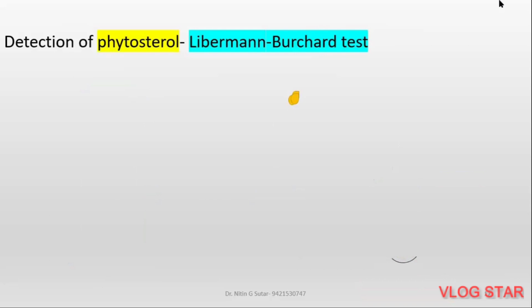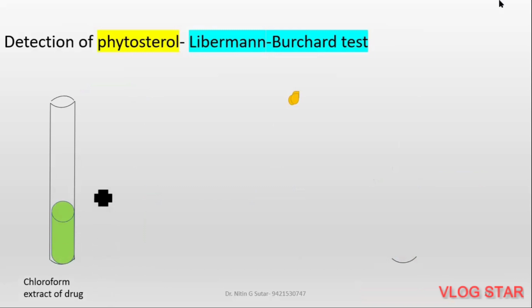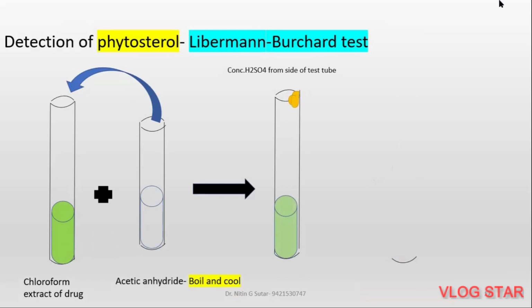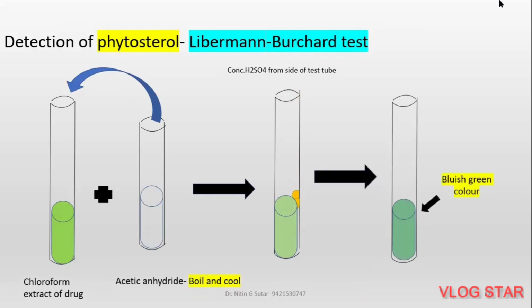Second one, Liebermann-Burchard reaction. You have to take the chloroform extract. To that chloroform extract, you are going to add acetic anhydride. Then boil it properly with precaution and cool it. To that one, you are going to add concentrated sulfuric acid from the side of the test tube. And you are observing a bluish green color that indicates that the sterols are present.